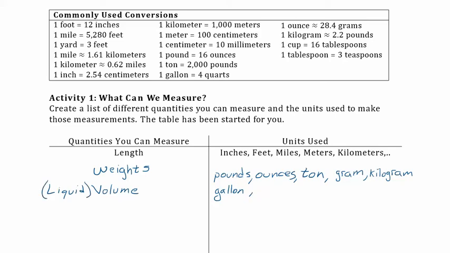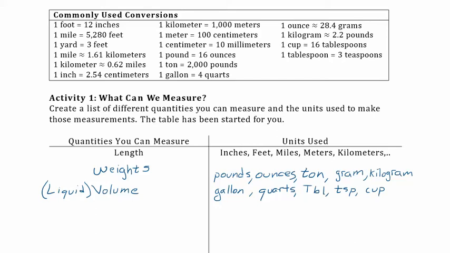Cooking, things like that. Quarts, tablespoons, I'm going to abbreviate that like that. Teaspoon, I'm going to abbreviate like that. Cups. Okay, so we could convert between cups and tablespoons. Like if I had a cup of flour, that's 16 tablespoons of flour. If I had a tablespoon of flour, that would be 3 teaspoons of flour.